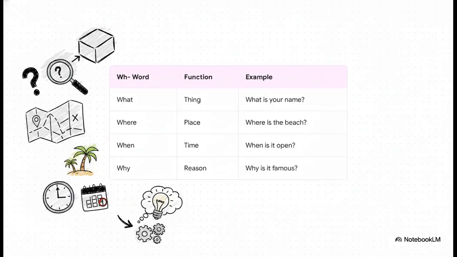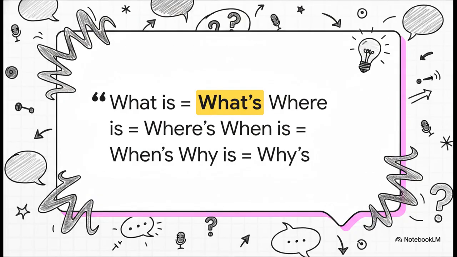Memorize the specific function of these 4 keys, and I promise you can navigate pretty much any conversation. Okay, real quick insider pro tip for you here before we structure these. When we're speaking naturally, native speakers rarely separate these words out. To sound way more fluent and natural, you just squash them together. What is becomes what's. Where is, where's. When is becomes when's, and why is, why's. Dropping these contractions in will immediately make you sound a lot less like a textbook and way more conversational.